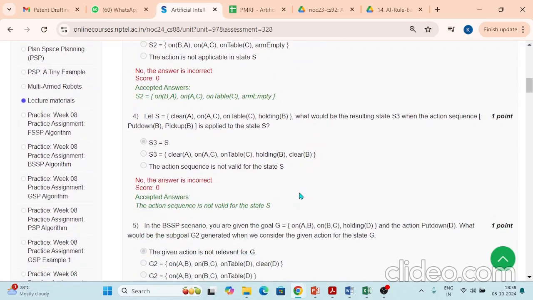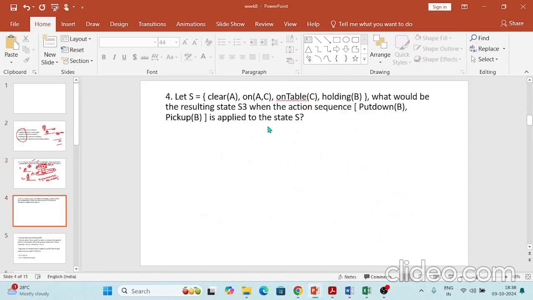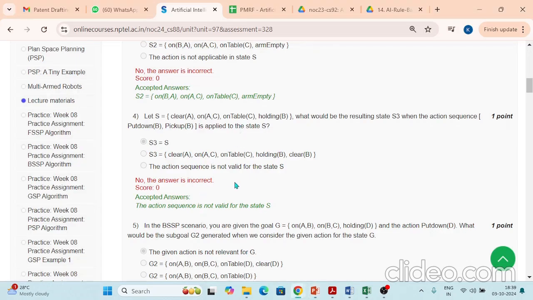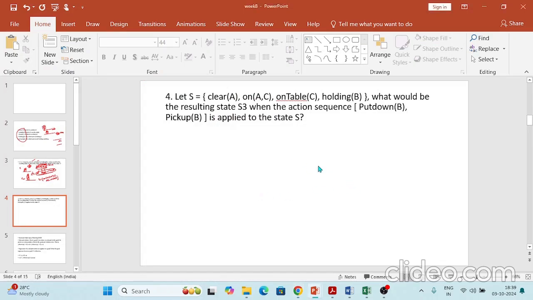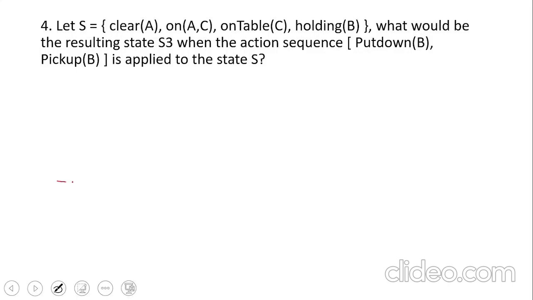Next, coming to the fourth question, this is the same. What would be the resulting state S3? Clear A, on A C, holding B. If I draw this one: A on C, on table C. So C is on the table. Clear A, holding B, the same thing.